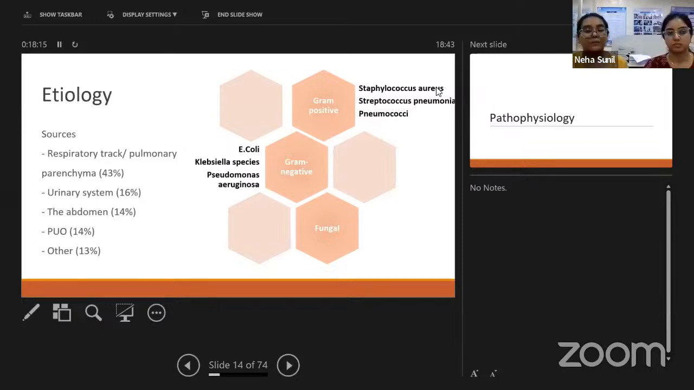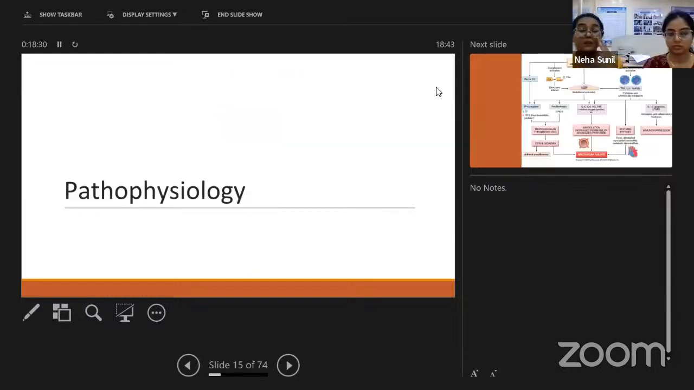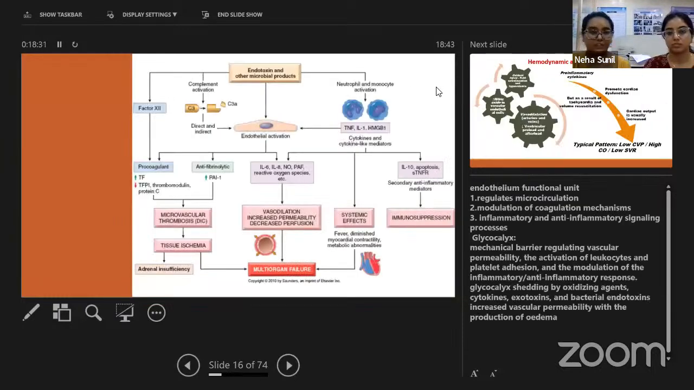They can be from gram-positive bacteria like Staphylococcus aureus, Streptococcus pneumoniae, pneumococcus, or gram-negative organisms like E. coli, Klebsiella species, Pseudomonas aeruginosa, or could be of fungal origin. Coming to the pathophysiology of septic shock.